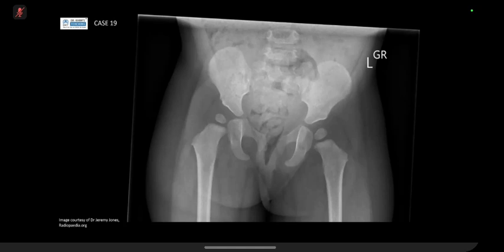Okay. What's the history? What is the patient complaining of? Altered gait. Okay. Is there a family history? Patient was first born in a breech presentation.